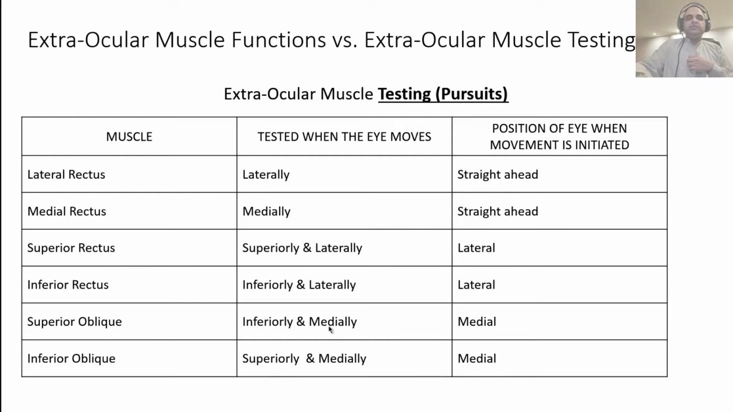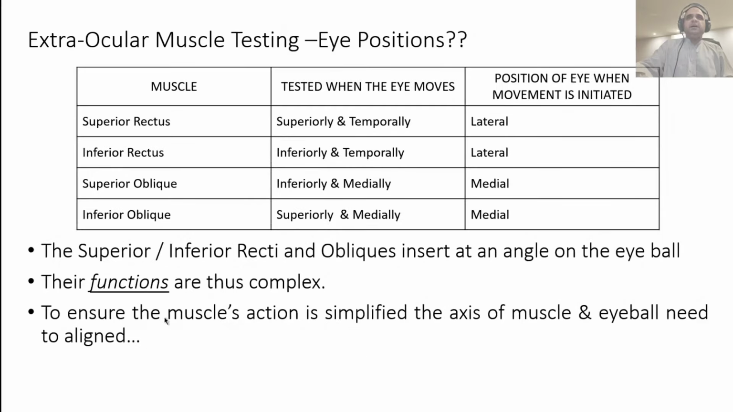And for the obliques, you need to move the eye medially, and then the superior oblique moves the eye downwards, if this is this eye, medially and downwards, and the inferior oblique moves the eye upwards. So why do we need to put the eye in a lateral or medial position before we can test the recti or the obliques? Well, that's because these muscles do not attach to the globe along the axis of the globe. They attach at a certain angle.